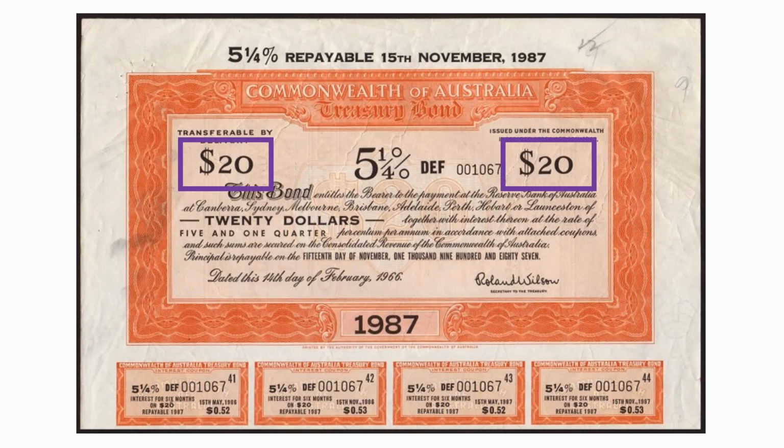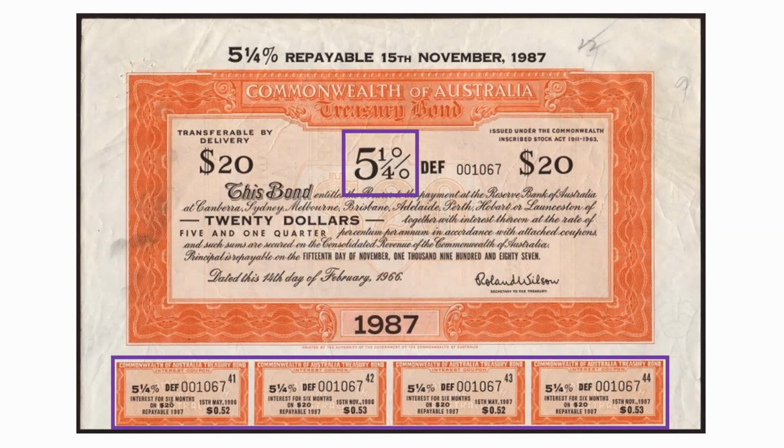Here, the $20 is the face value or par value of the bond. It's what the original buyer paid for the bond. Or, in other words, how much money is loaned to the seller of the bond, in this case, the Reserve Bank of Australia. The 5.25% is the coupon rate of the bond. That means every year the holder of the bond is paid 5.25% of the face value of the bond per year. Indeed, we see at the bottom coupons which can be removed and redeemed for payment.